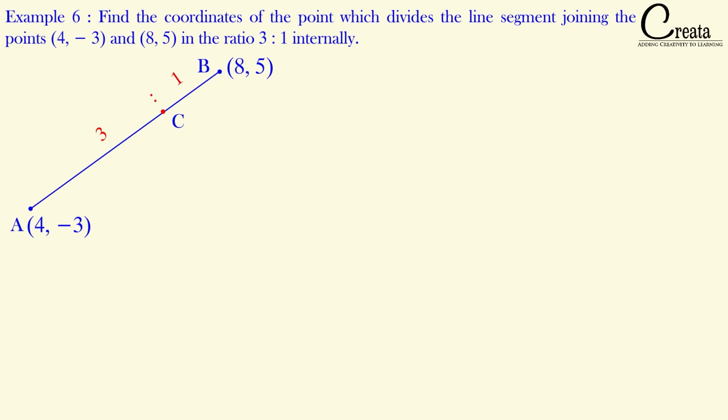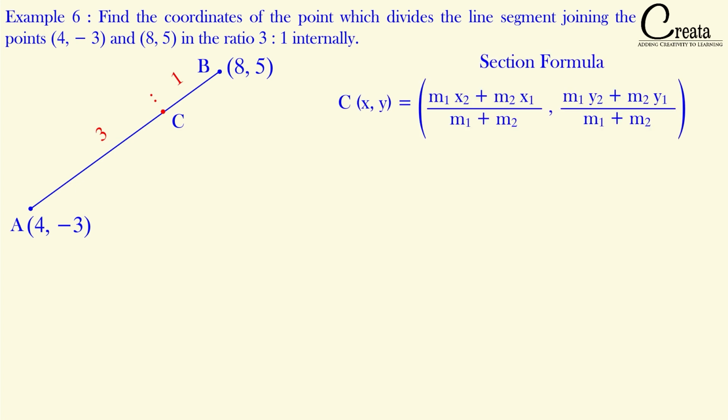Let's approach the question using the section formula. We have 2 points, point A and point B, and point C is dividing the line segment AB in the ratio of 3:1. And we have to find the coordinate of point C. So we will use the section formula. For the section formula, x1, y1 will be the coordinate of A and x2, y2 will be the coordinate of B. And m1 is to m2, the ratio is 3:1. m1 is 3 and m2 is 1. Further, we have to find the coordinate of point C. So x, y will be the coordinate of point C.